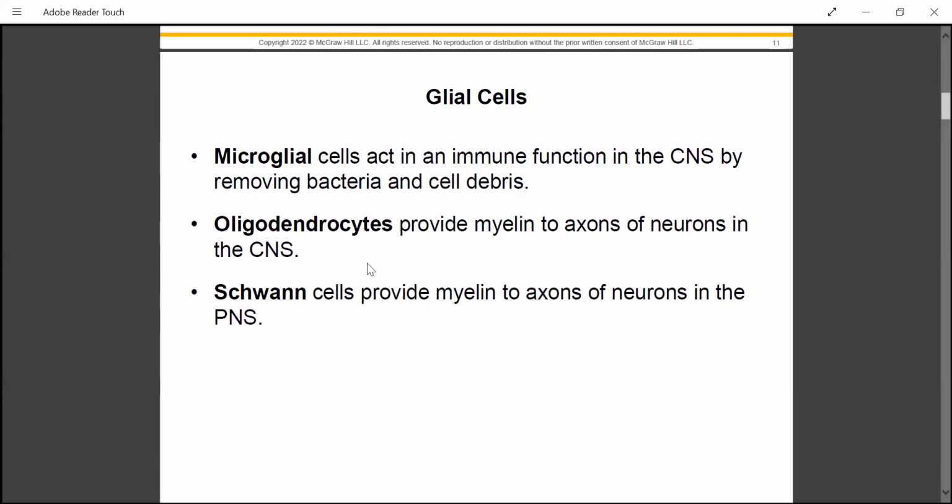Oligodendrocytes and Schwann cells perform more or less the same function, but they're found in the two separate divisions. So oligodendrocytes provide myelin to axons in the central nervous system. Schwann cells provide myelin to axons of neurons in the peripheral nervous system. And we'll talk about what myelin is here in just a second.